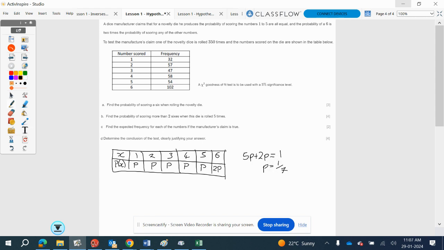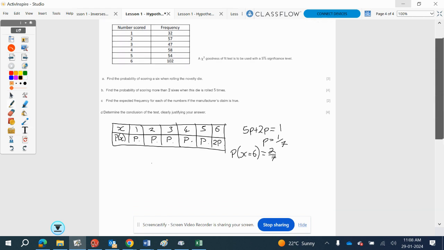We need to find the probability of scoring a 6. So the probability of x equals 6 is 2 over 7. How do we get it? There are 1, 2, 3, 4, 5 p's, and there's 1, 2p. Add it all up, we get 7p is equal to 1, and we get our probability there.